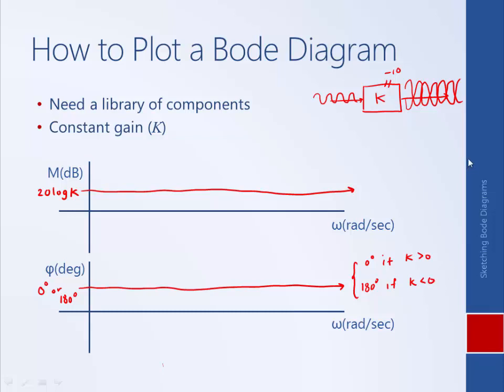So this is the form of a Bode plot of a simple gain, and this is something that we'll basically memorize. You can include it on your cheat sheet for the final exam or whatever if you'd like.